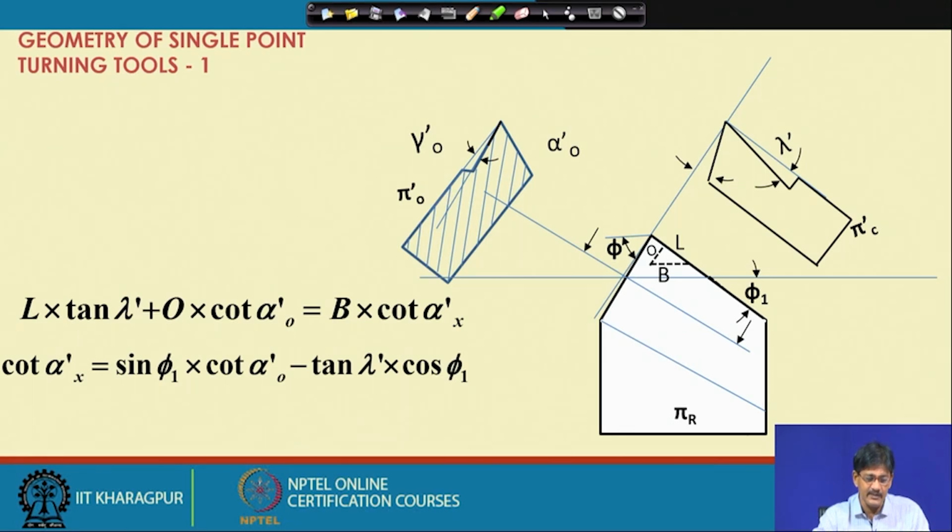Since this is only a 10-hour lecture course, I will be giving you the basic essence, and I am sure that with the knowledge you acquire here and the confidence you will have, you will easily be able to establish relationships between, say, auxiliary orthogonal rake, auxiliary transverse rake, or auxiliary side rake.